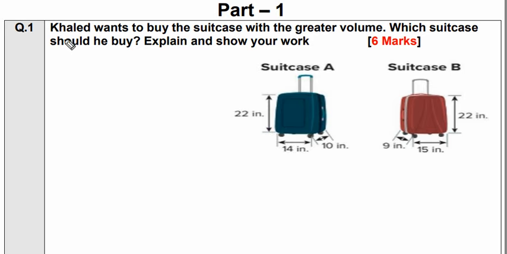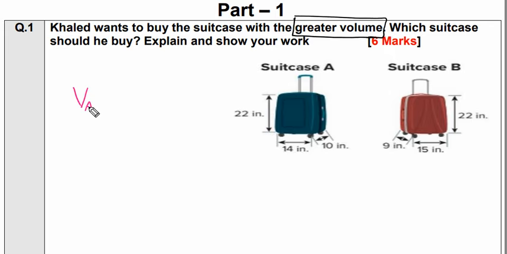In this question, Khalid wants to buy the suitcase with a greater volume. So this is the keyword here. Greater volume means you have to find which suitcase has more volume. Now let's try for suitcase A.